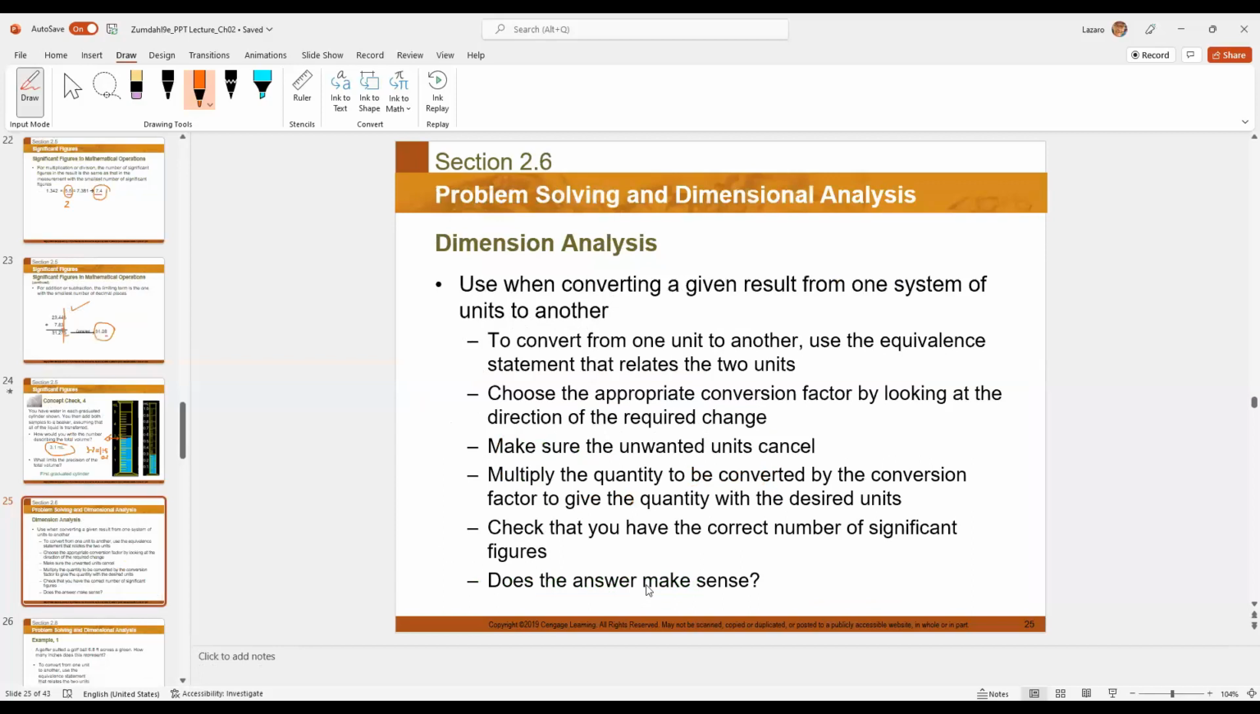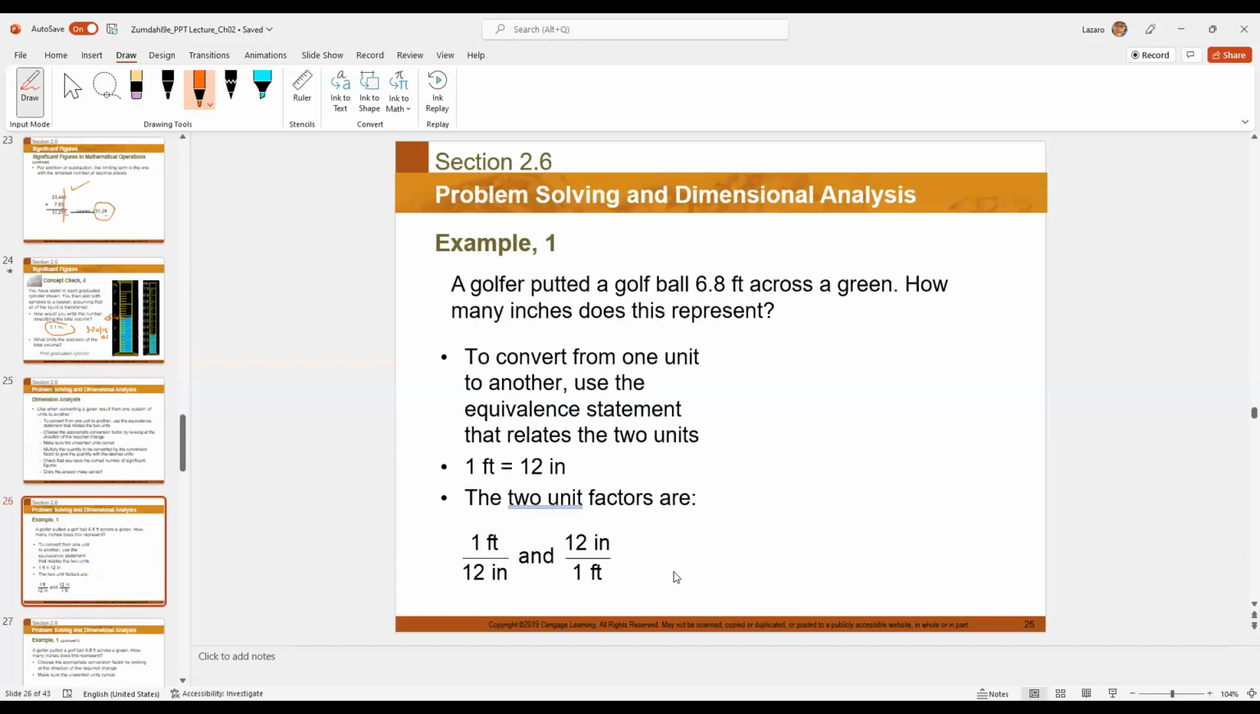Okay, dimensional analysis. Well, here you can stop the video and read this carefully, but I prefer to go through an example. For example, a golfer putted a golf ball 6.8 feet across a green. How many inches does this represent?